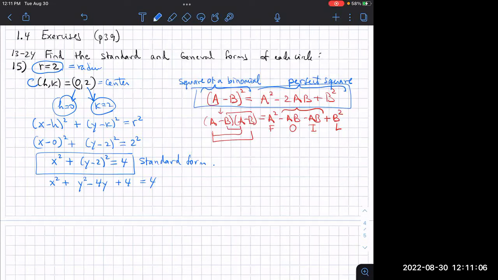All right, so now for the general form, you make one side 0. So subtract 4 on both sides. So this is gone. And then you also write the x squared and the y squared first, which is already in that order. Then the x, there is no x, so you just skip, and then you have minus 4y equals 0, because this is also 0. So this is the general form.